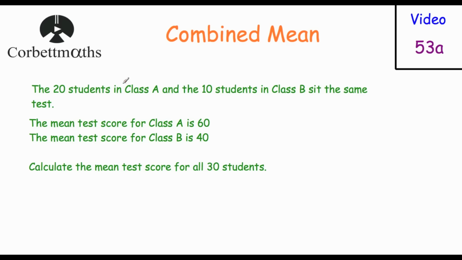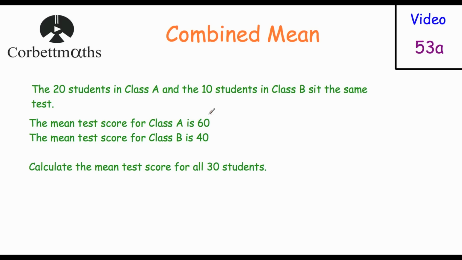The mean test score for class A is 60 and the mean test score for class B is 40, and the question says work out or calculate the mean test score for all 30 students. So we're going to do this question by considering if we know what the mean is for Class A and we know how many students there are, we can find out the total number of marks received by the students in Class A.